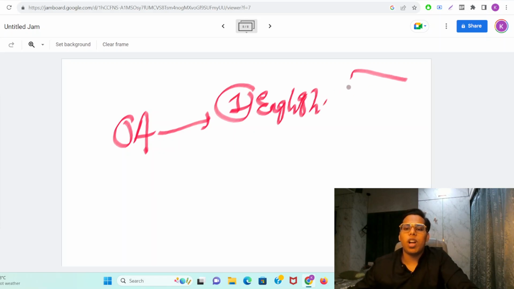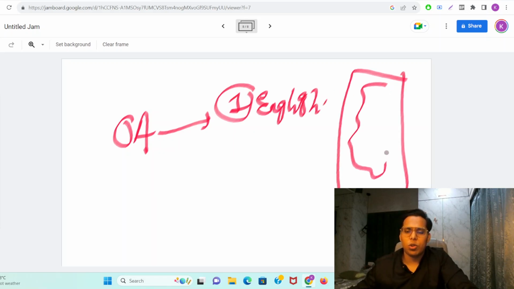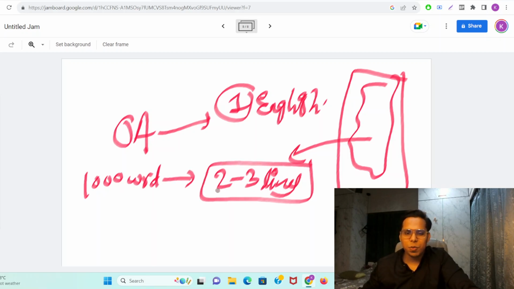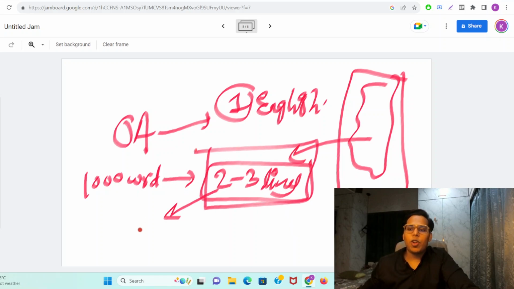In OA they give you large paragraphs, a long story. You have to understand the meaning and summarize it into a 2 to 3 line coding problem. They will give you a 1,000 word text, and you need to summarize it into a 2 to 3 line coding problem. Once you reach the coding problem you have to solve, it will always be a hard unseen problem, meaning it is not available on the internet.